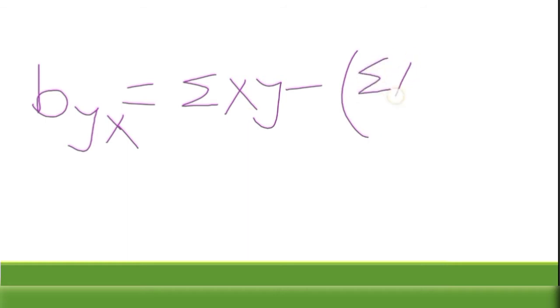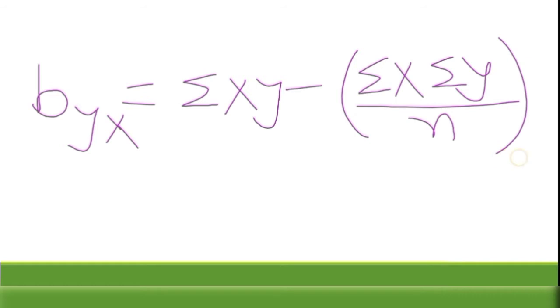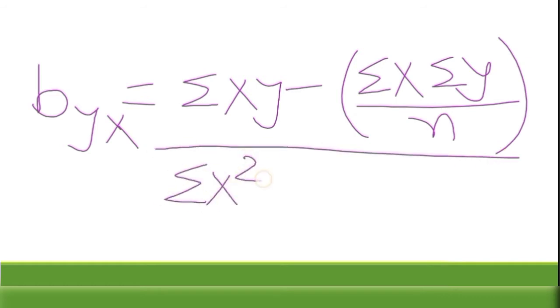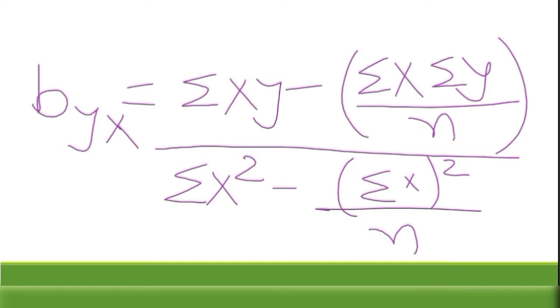The first way is byx is equal to sigma xy minus sigma x sigma y upon n, whole divided by sigma x square minus sigma x whole square upon n.